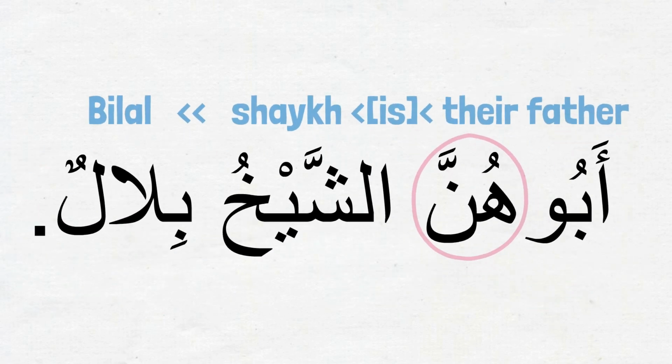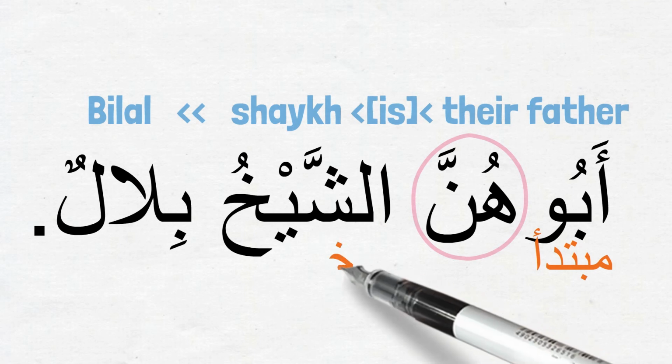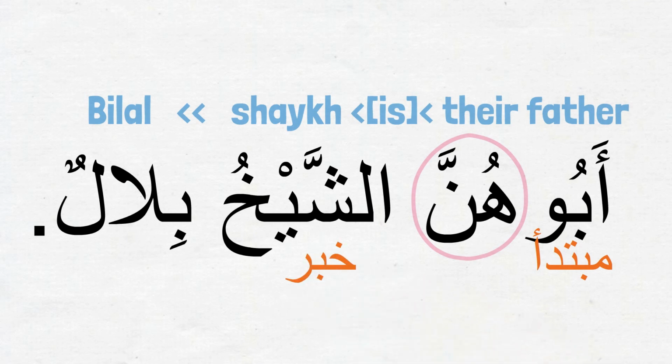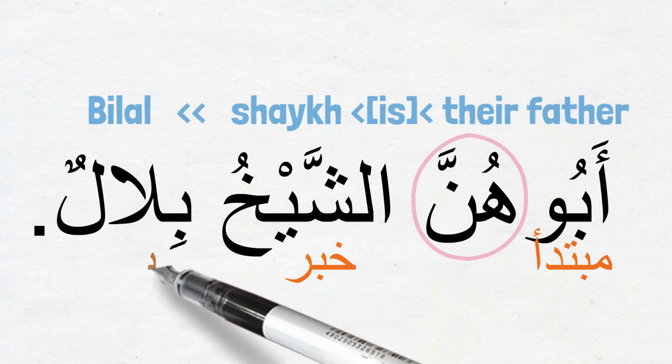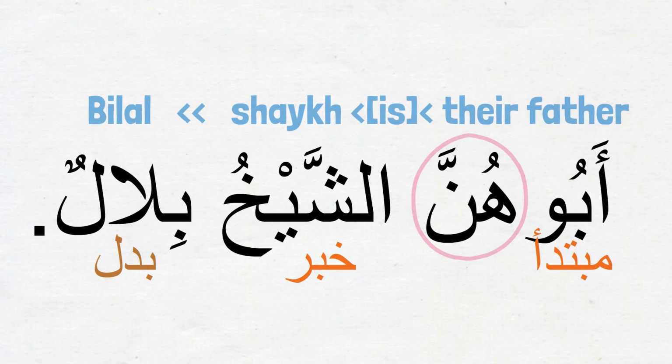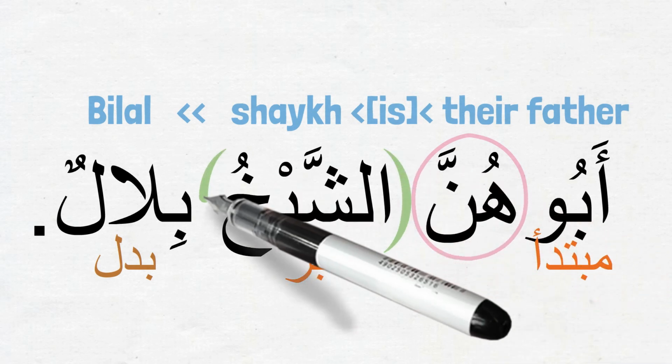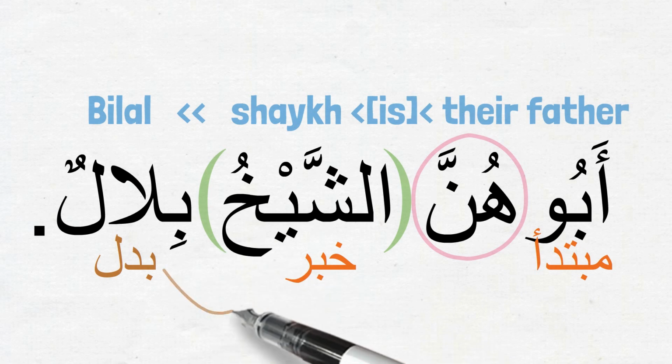In the first sentence, can you find the mubtada and the khabar? Mubtada is the ism abu, وهو مضاف, and the ضمير hunna is مضاف إليه. And the khabar is ism al-shaykhu. What do you think is the function of the ism bilalun then? It is coming as badal or a substitute for al-shaykhu. That's because if we remove the ism al-shaykhu, the ism bilalun can replace it as khabar in abuhunna bilalun.